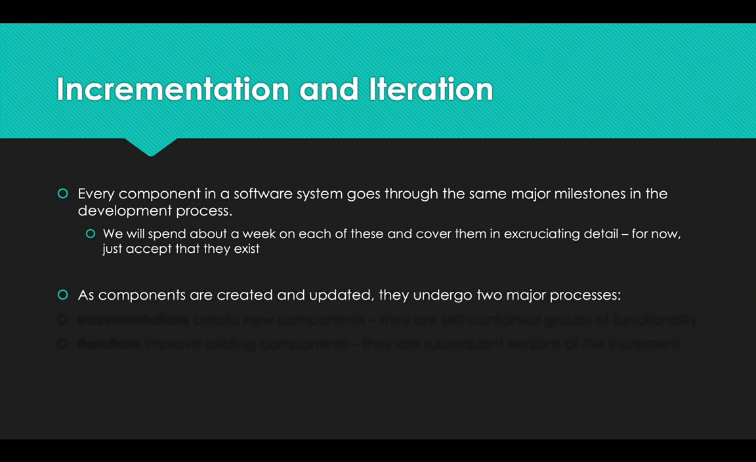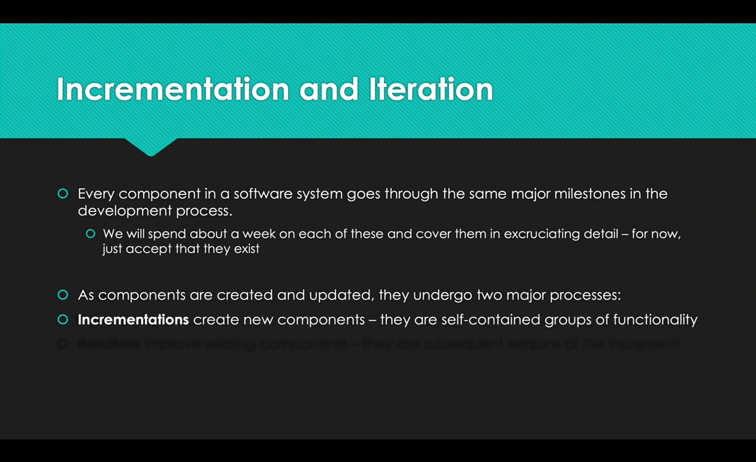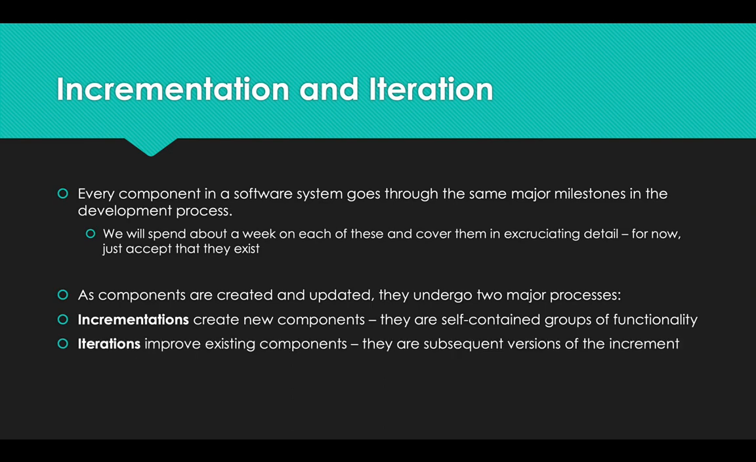So as components go through these major milestones, they are created, they are updated as changes occur, as bugs are found, as maintenance is done. And each of these things undergo two major processes. The first one is an incrementation. Incrementations represent self-contained groups of functionality. An incrementation could be something as concrete as a class. It could be a group of classes. Basically, it's a new component that's being added to the system that was not previously there. And an iteration refines that increment.